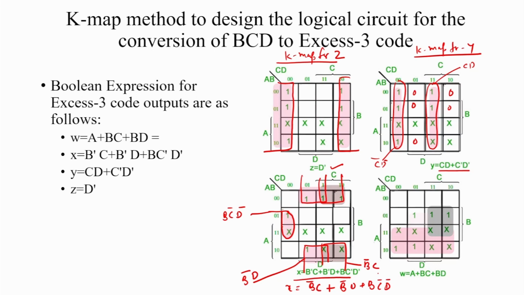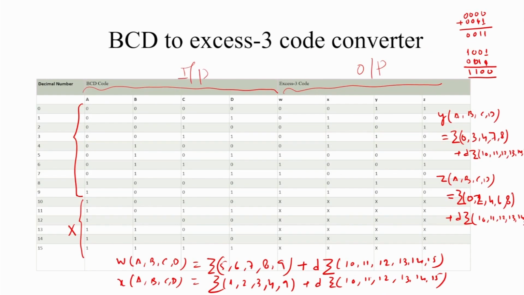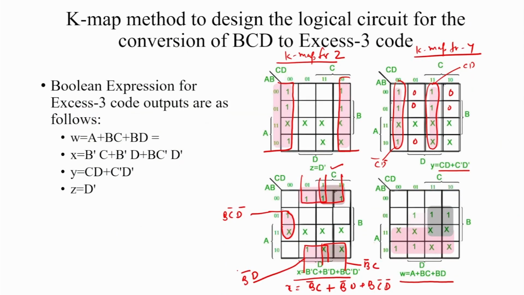Similarly, we will find the simplified Boolean expression in SOP form for output W. Here, the expression for W is written as 1, 2, 3, 4, or W is written as 5, 6, 7, 8, 9. So, we will form a group of 8, this square and this square are adjacent. So, one group is a group of 8 squares, and this is represented by A.